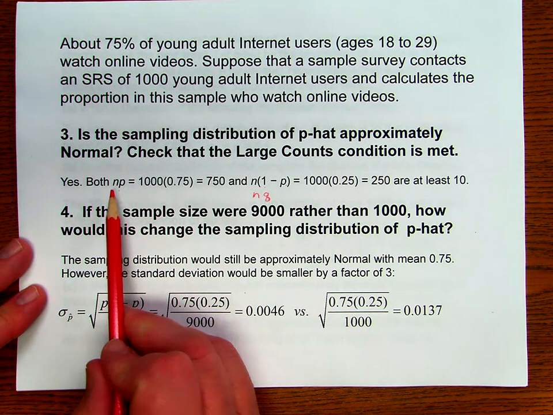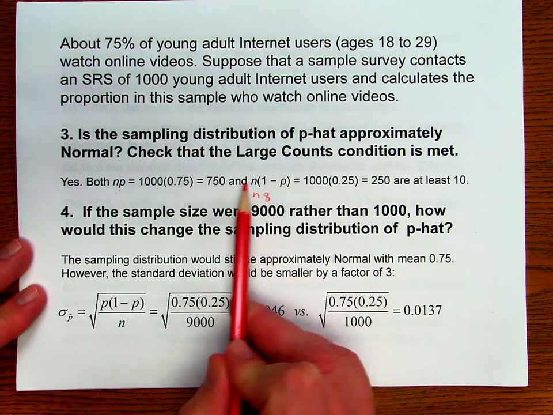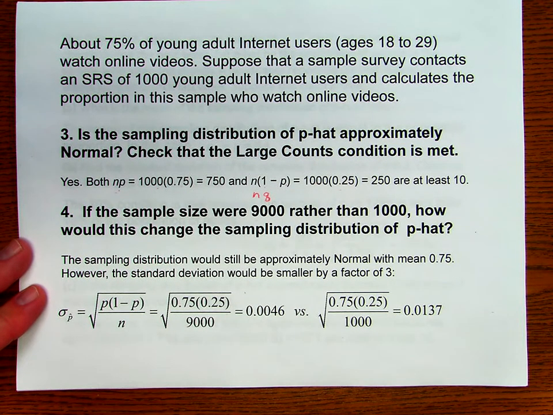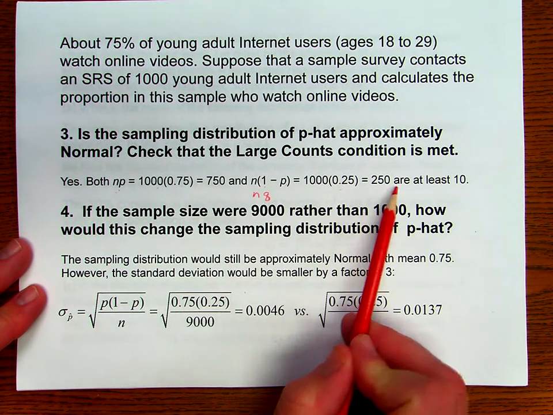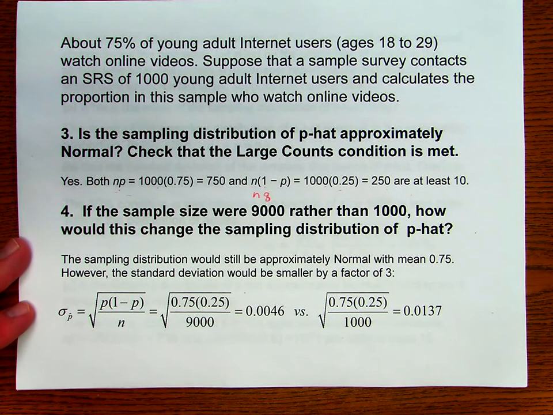So n is your sample size, that's 1,000. Probability of success, probability of failure, they're both at least 10. Again, if you're asked to check this, you have to make sure you do so in context. Context for this question means you actually show the numbers. That the 750 and the 250, where did they come from, making a specific statement that they're at least 10.